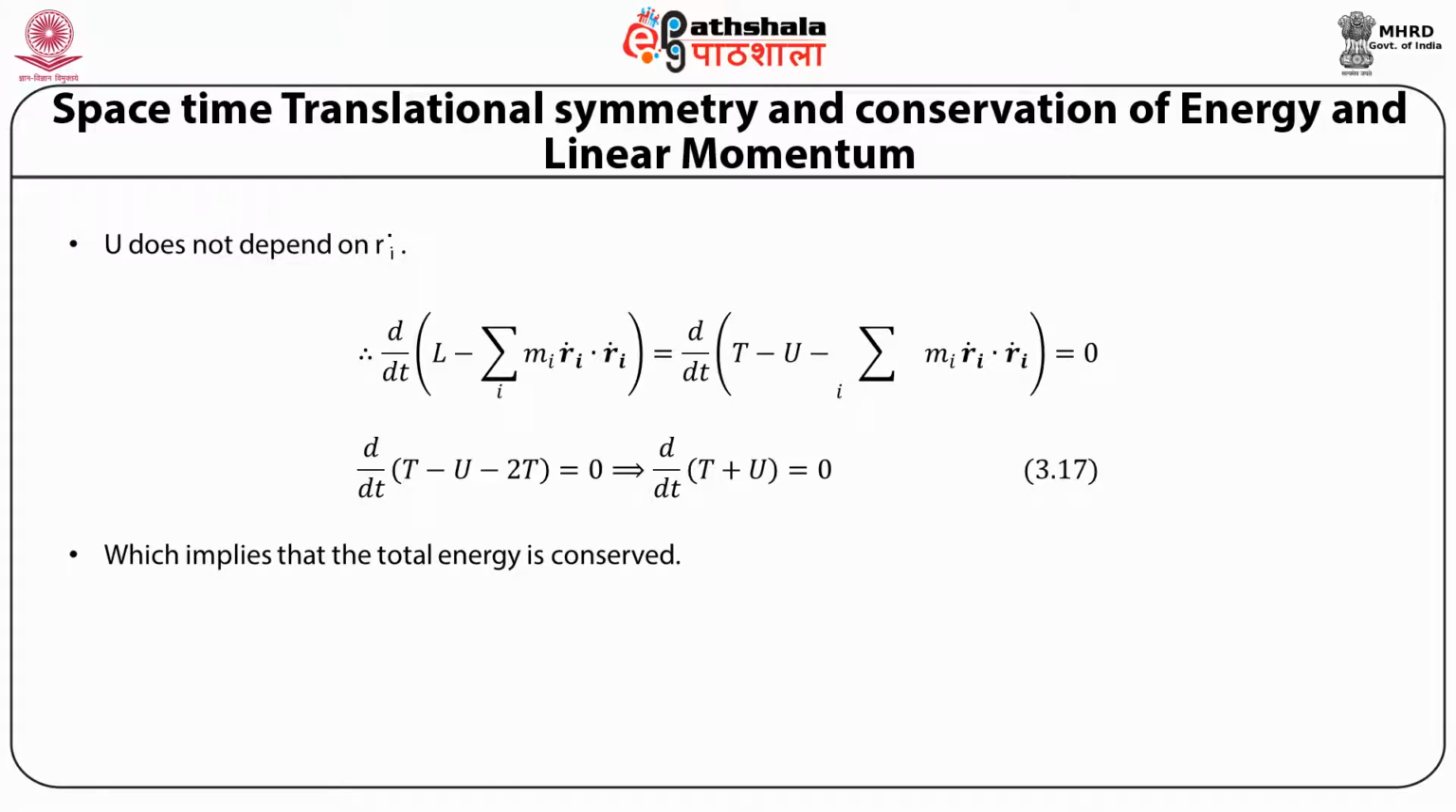So, what have we learned? We have learned that if the Lagrangian remains invariant under time translation, then the total energy is conserved. If it remains invariant under space translation, then the linear momentum is conserved. Let us now consider rotational symmetry.